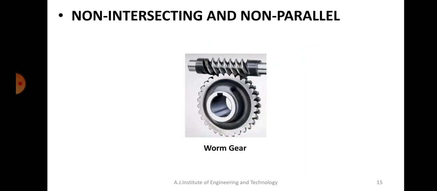Non-intersecting and non-parallel, you can see the worm and wheel mechanism here, worm and wheel gear. You can see the axes are non-intersecting, so they will never intersect. This one will be having a shaft in this direction, and the other one is in a different plane. So they are not intersecting and also non-parallel.